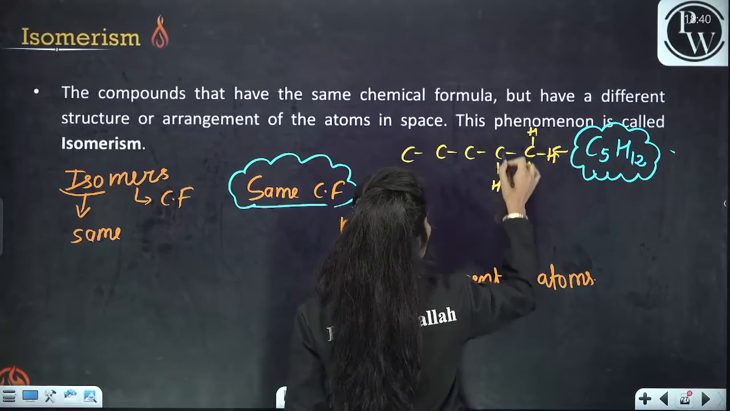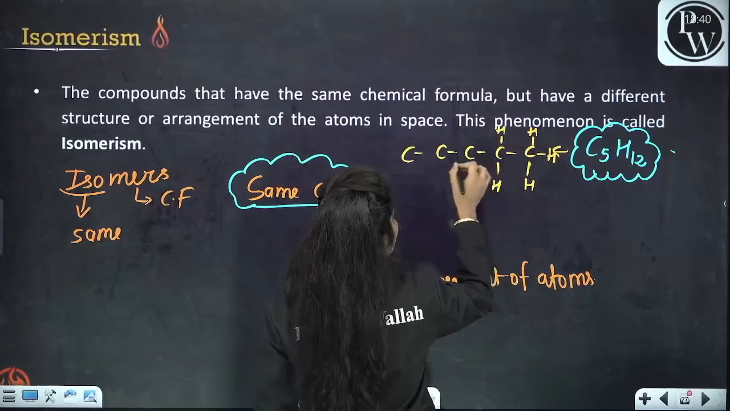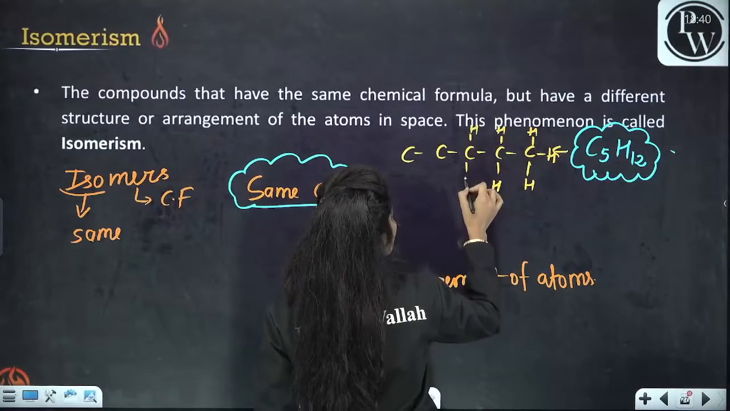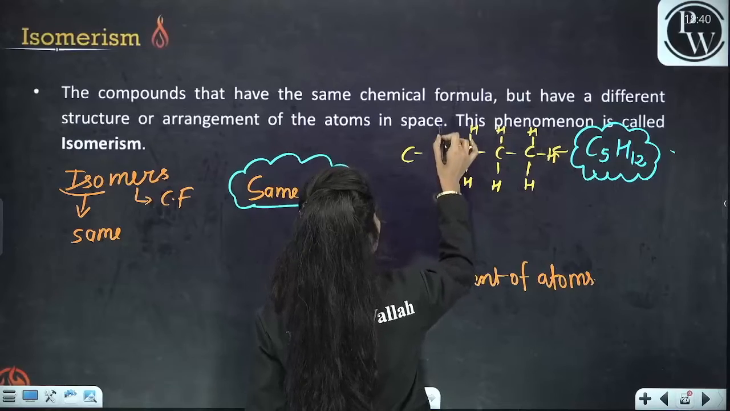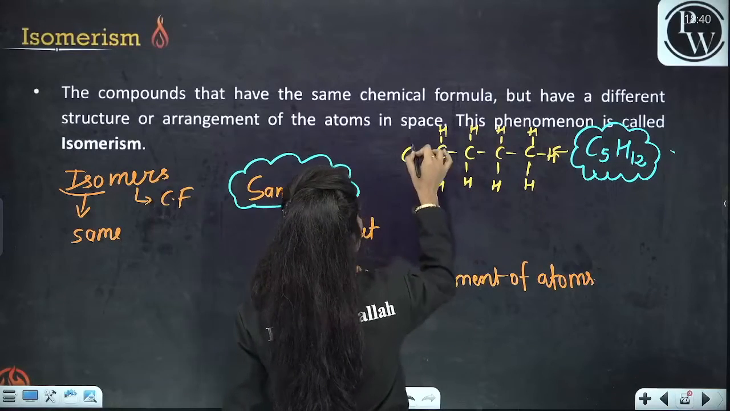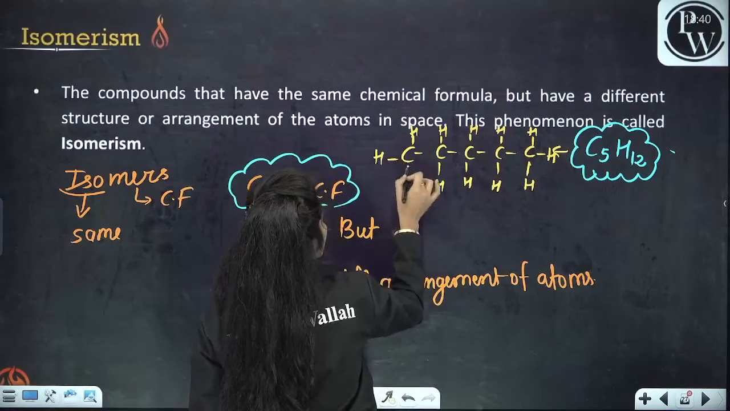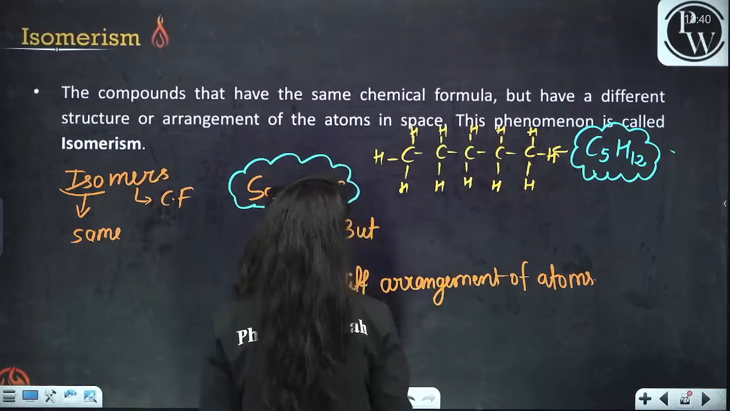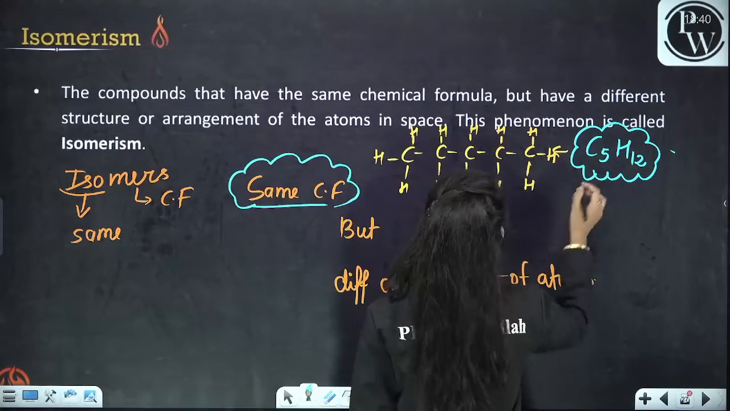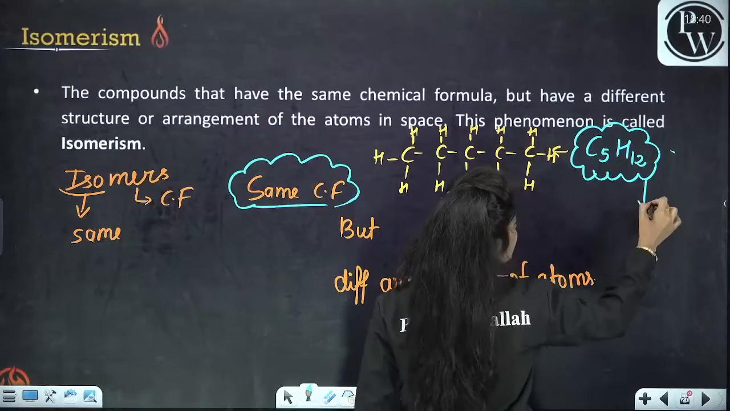Yes, again 2 bonds will be formed by hydrogen. 1, 2 clear, 3, 4 more clear. Now we got the straight chain structure. Done. I can also write it like this.